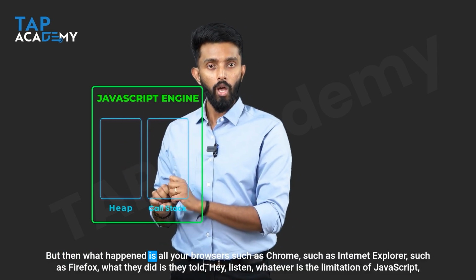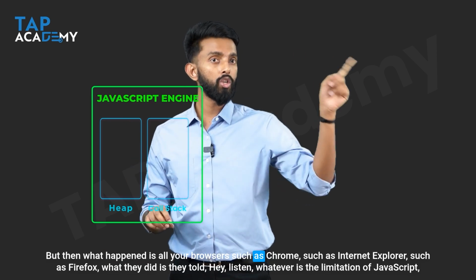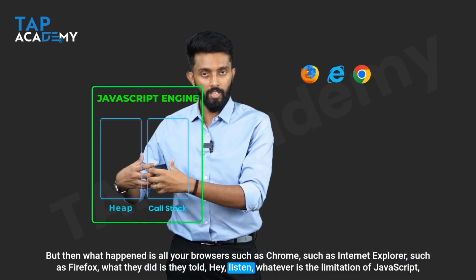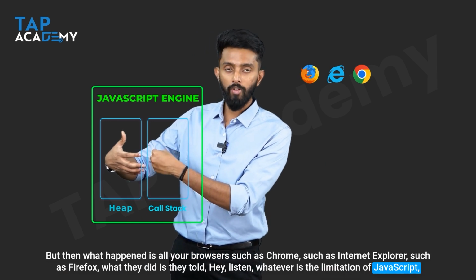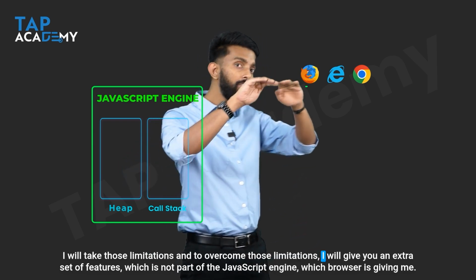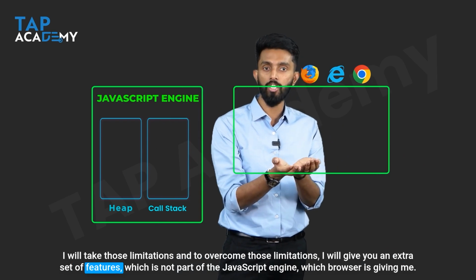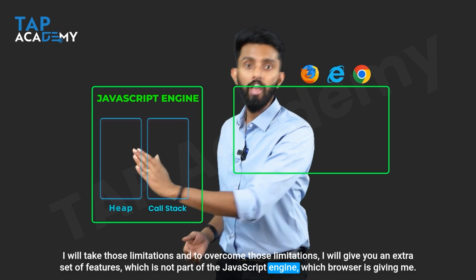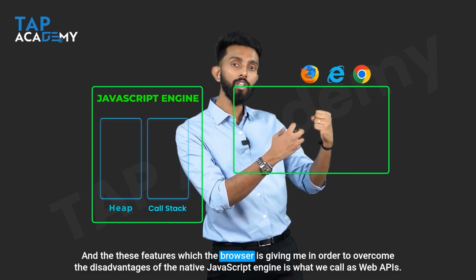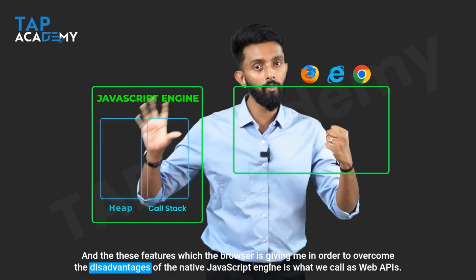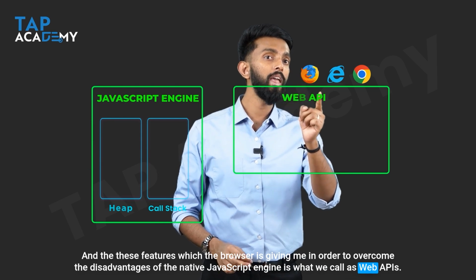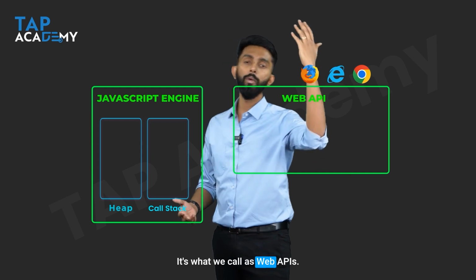But then what happened is all your browsers such as Chrome, such as Internet Explorer, such as Firefox, what they did is they told, hey, listen, whatever is the limitation of JavaScript, I will take those limitations, and to overcome those limitations, I will give you an extra set of features which is not part of the JavaScript engine, which the browser is giving me. And these features which the browser is giving me in order to overcome the disadvantages of the native JavaScript engine is what we call as web APIs.